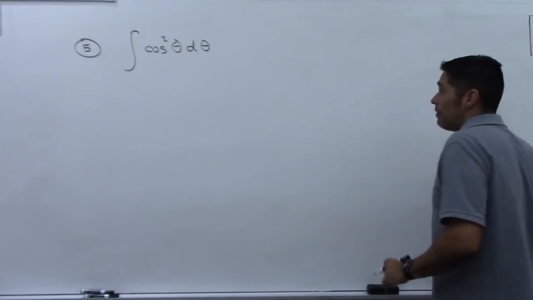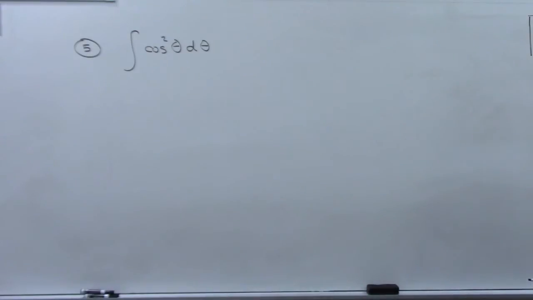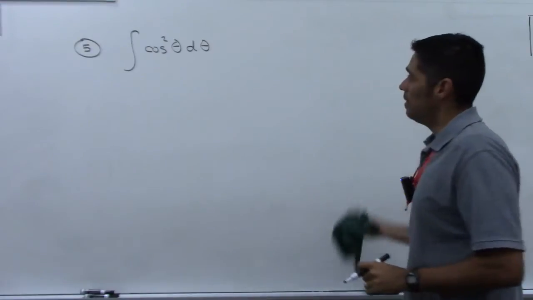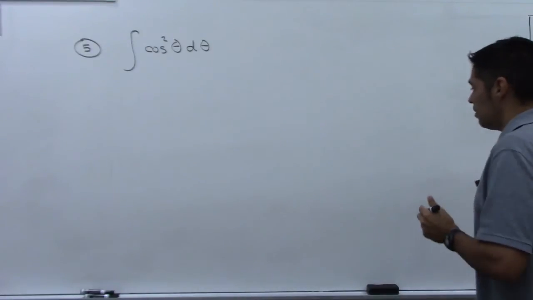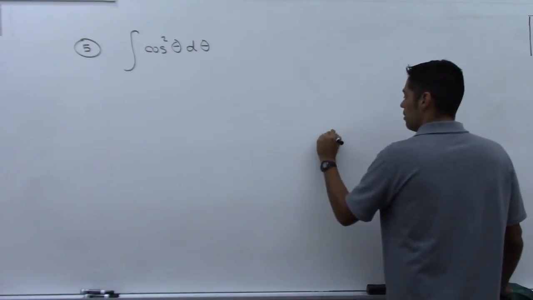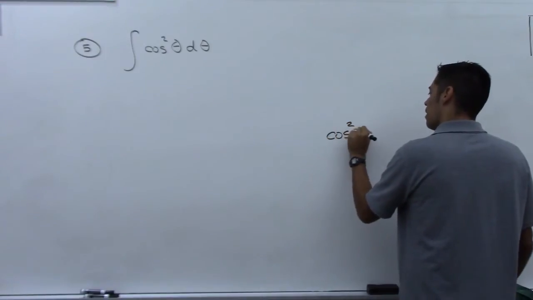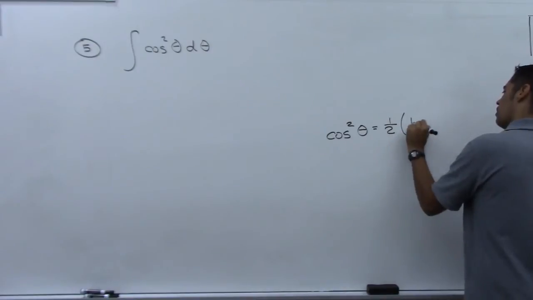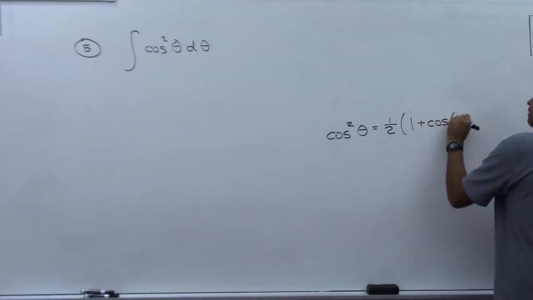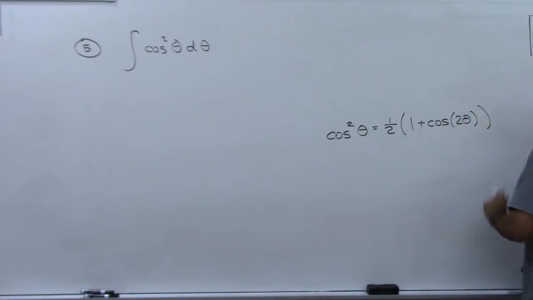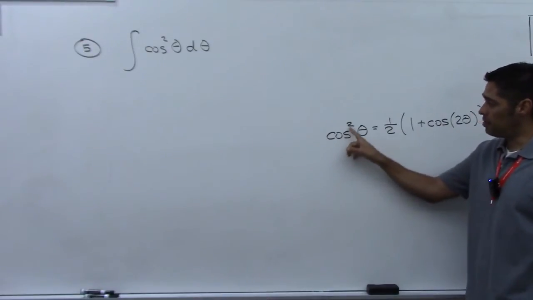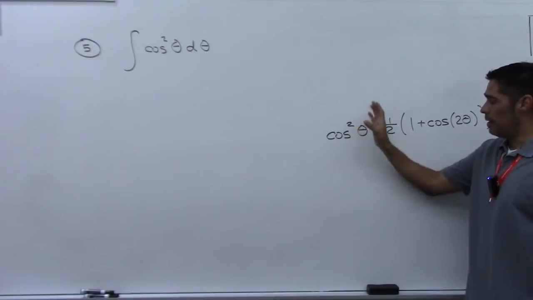All right, so on this one, we don't have an odd power. So when we don't have an odd power for sine or cosine, we have to use a different technique. And the different technique is to use the power reducing formula. So that means I'm going to use this formula. Cosine squared theta equals 1/2 times 1 plus cosine 2 theta. And we talked about that in class. So this formula allows you to take a squared on a cosine and get rid of the squared.